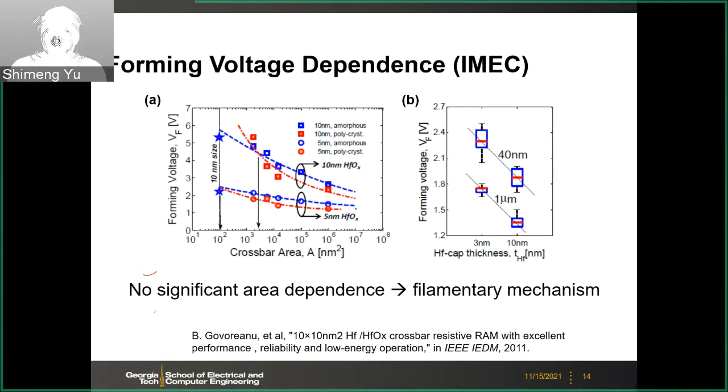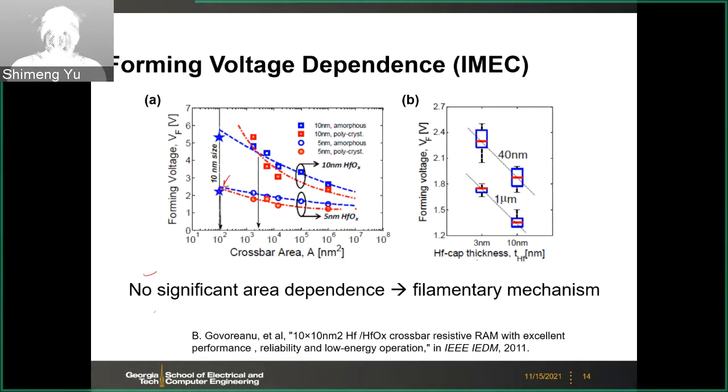So here they measured the forming voltage as a function of the device area up to this 10 nanometer by 10 nanometer sample, which you may need higher voltage for the first time. And depending on the thickness of the hafnium oxide, like 10 nanometer thick or 5 nanometer thick, if you do 5 nanometer thick, you can still form it with 2.5 volts.